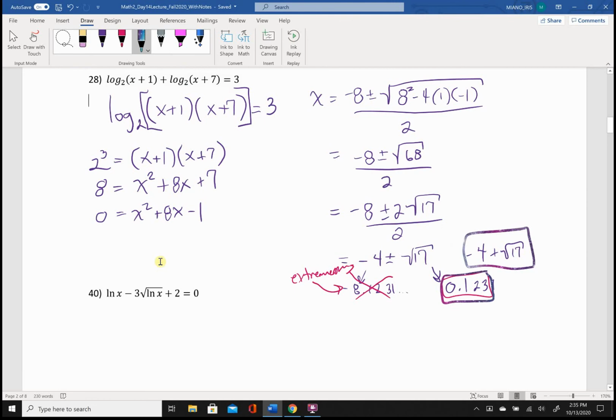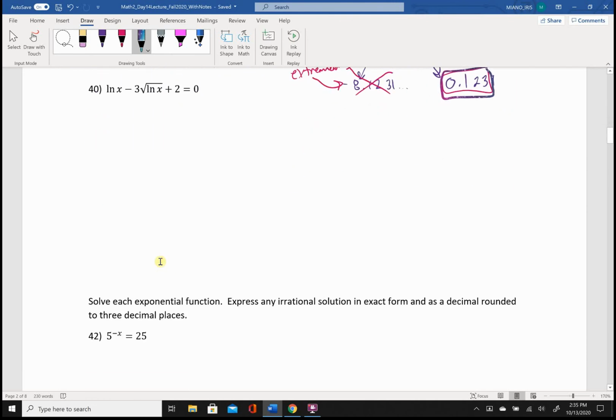Okay, we got no time to lose. Let's move on to number 40. I want to definitely do this problem, which looks hopefully pretty terrifying to some of you, but fear not. Okay, this is something we're going to be able to get through together.